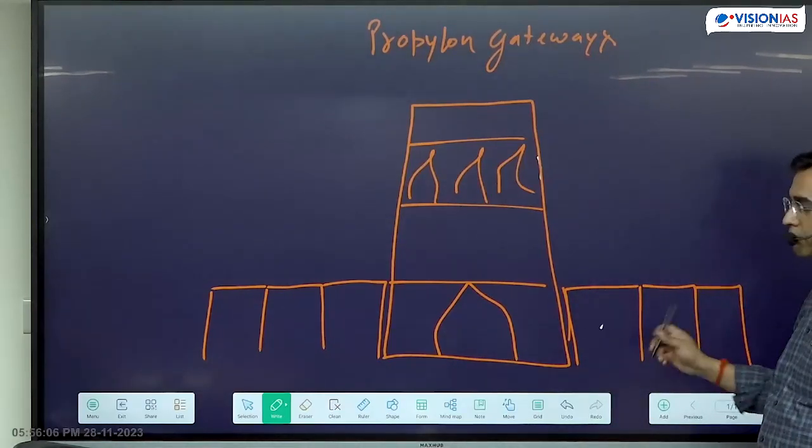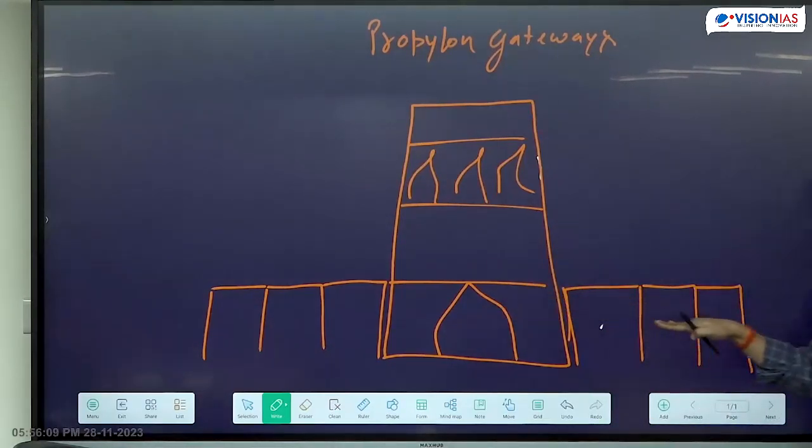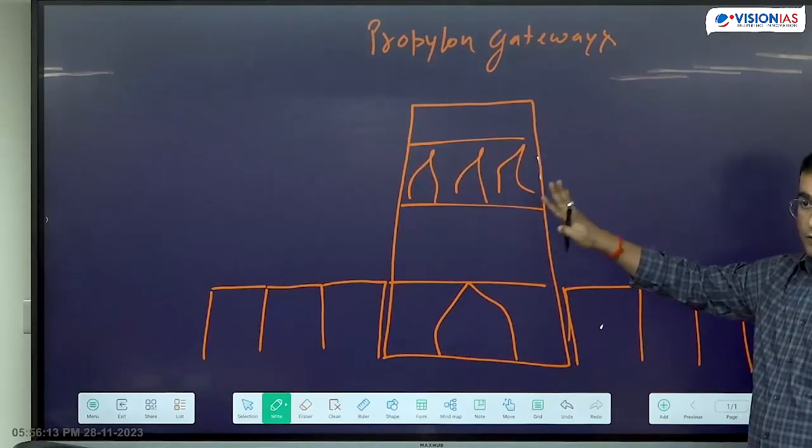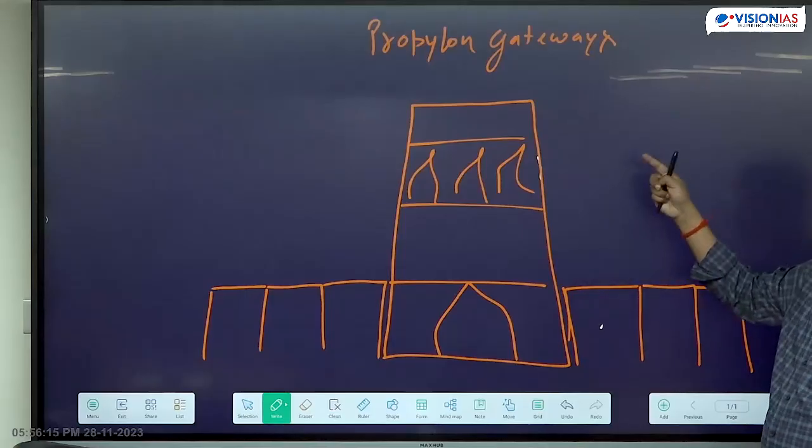So there would be chambers on the sides of similar height and exactly similar on both the sides, and this would be in the middle. So this is what is called the propylon gateway.